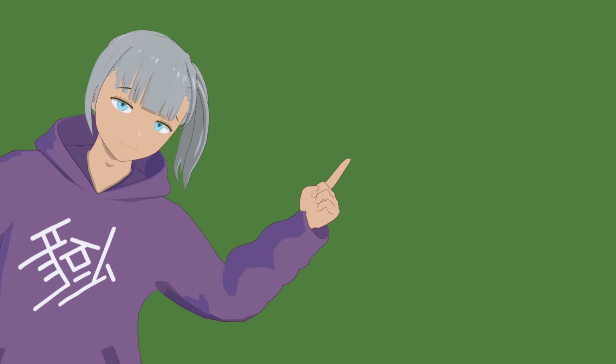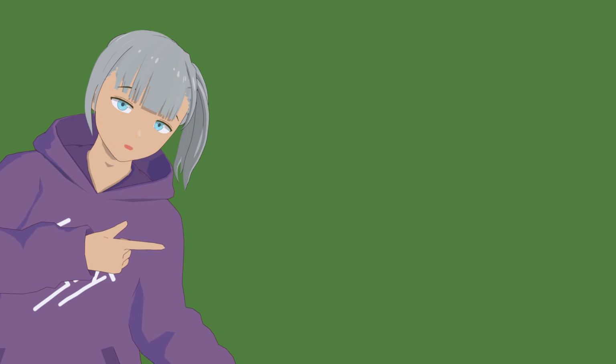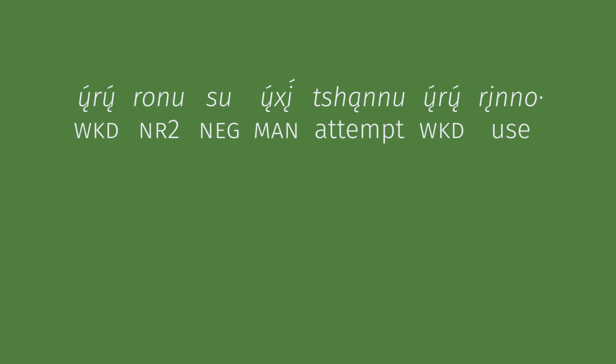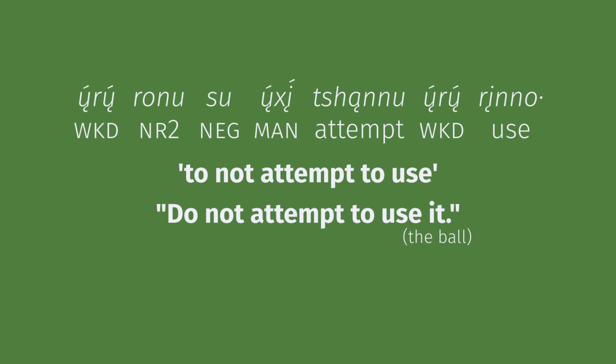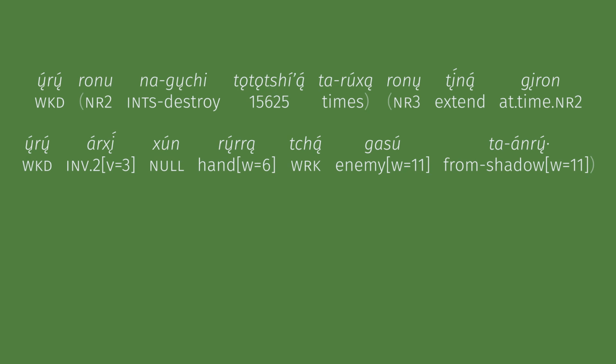Okay, we're finally done with clause 1. I'll go through the rest a bit more quickly. The second clause is a continuation of the first clause, literally to not attempt to use, so I'm translating it as do not attempt to use it, where it refers to the ball. Pretty straightforward. The third clause is a long and tricky one.